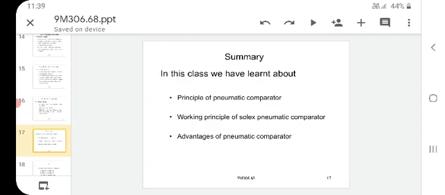So in the class we have learned the principle of the pneumatic comparator, the working principle of the Solex pneumatic comparator, and the advantages.